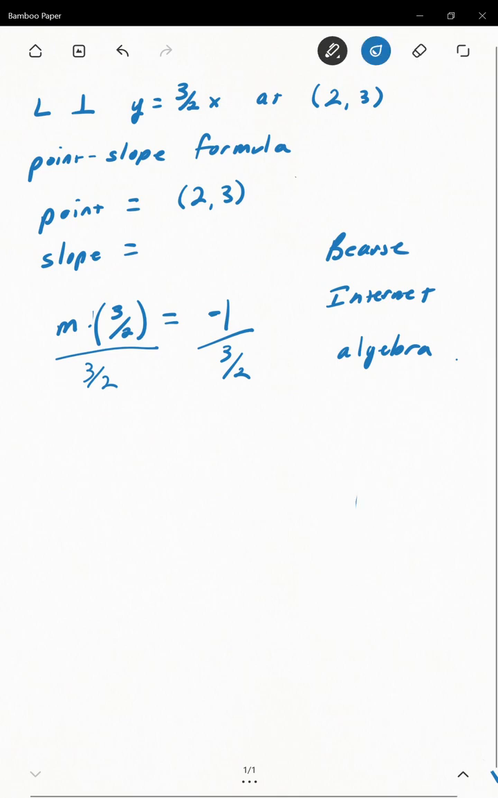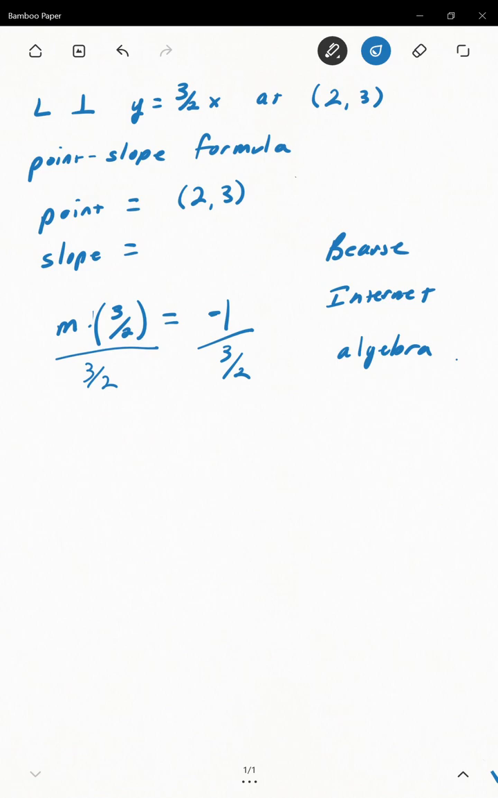So there's lots of ways you can do this. I don't know what your preferred method is. 3/2 is 1.5, so you could do m equals -1 over 1.5 and plug that into the calculator. You can do it as fractions. I'm going to do it as fractions, both because that's my preferred method and because it makes the final thing a little easier, because we're going to want a fraction at the end of the day anyway.